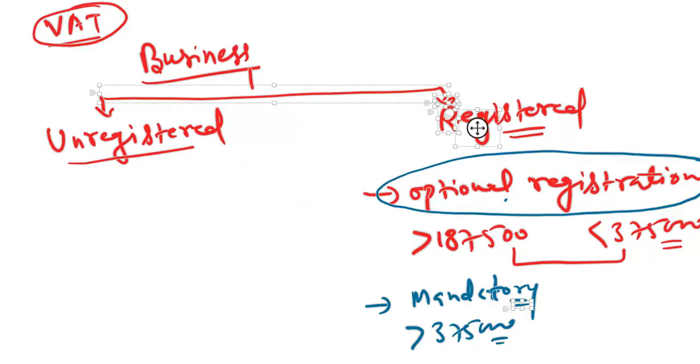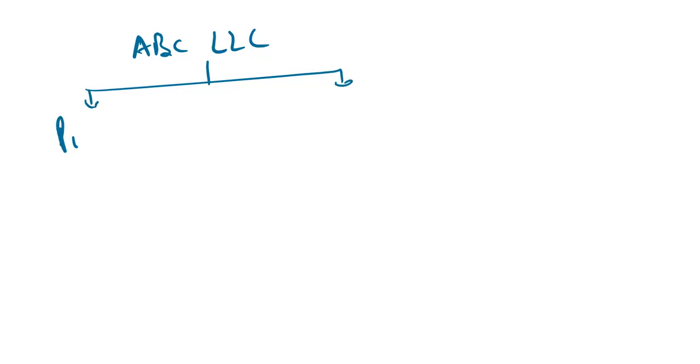VAT registration, VAT unregistered person, right? Now, in any business, let's say ABC LLC, one is what? Purchase. Purchase of what? Purchase of either products or services. Only two things can happen, no? So here I'm writing purchase and here I'm writing sales.